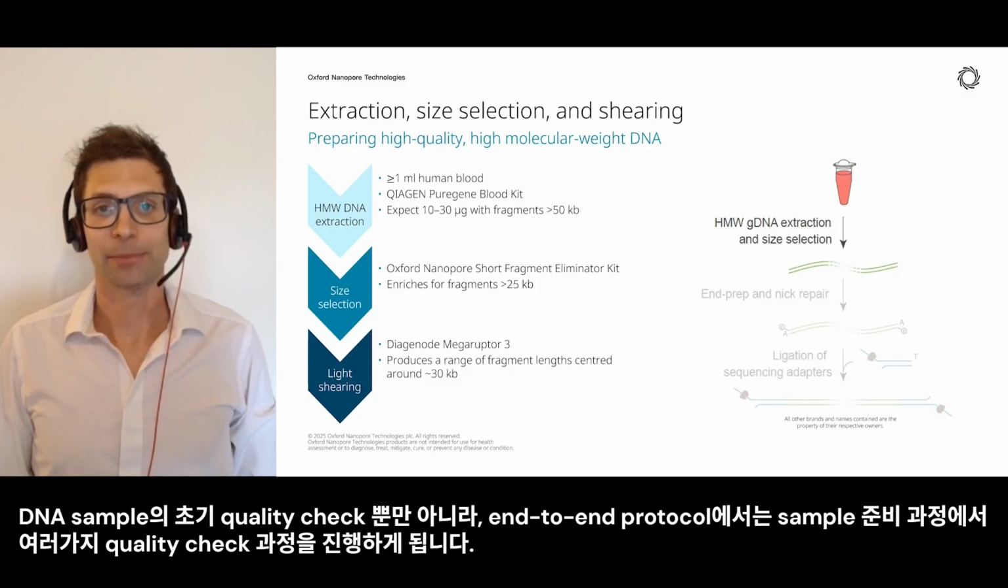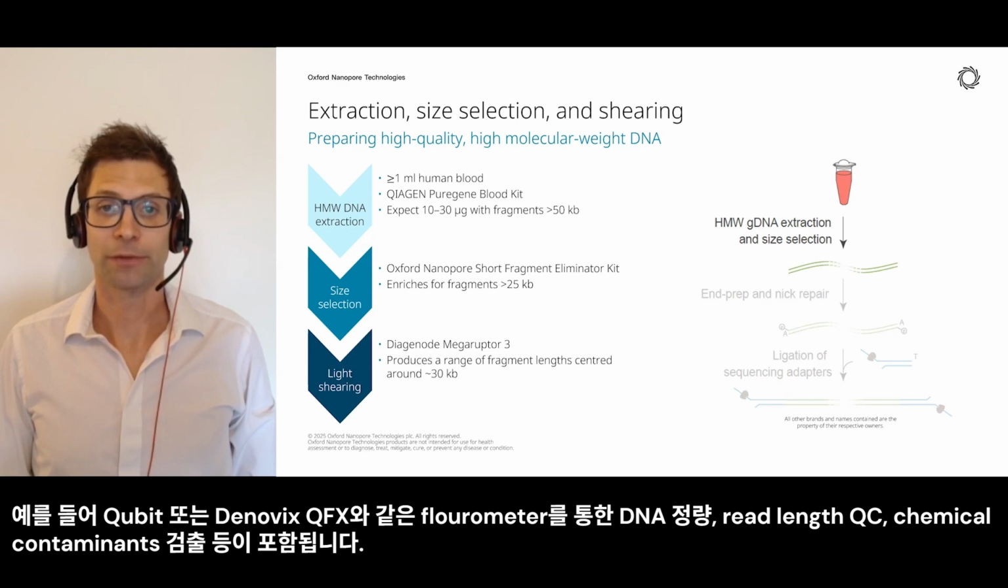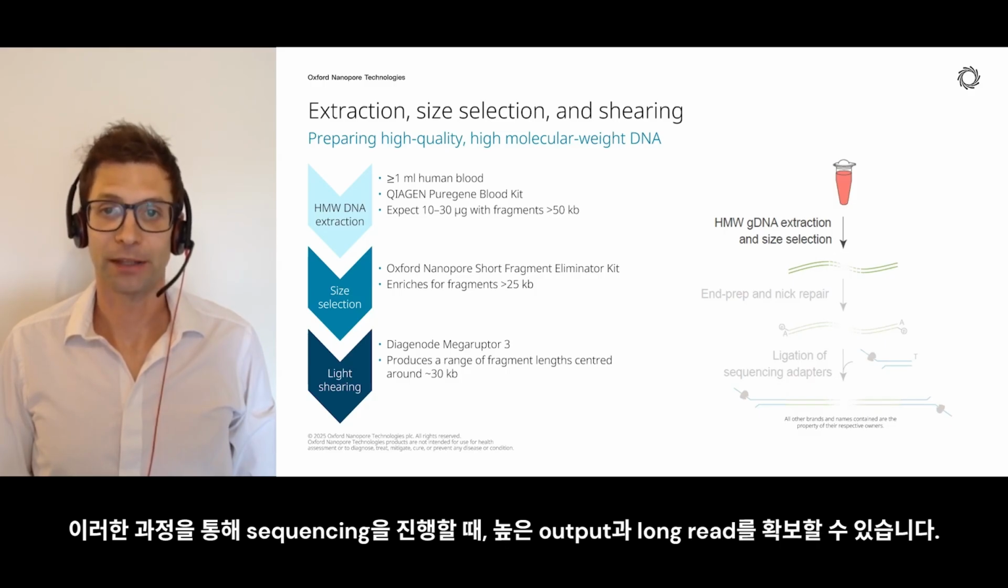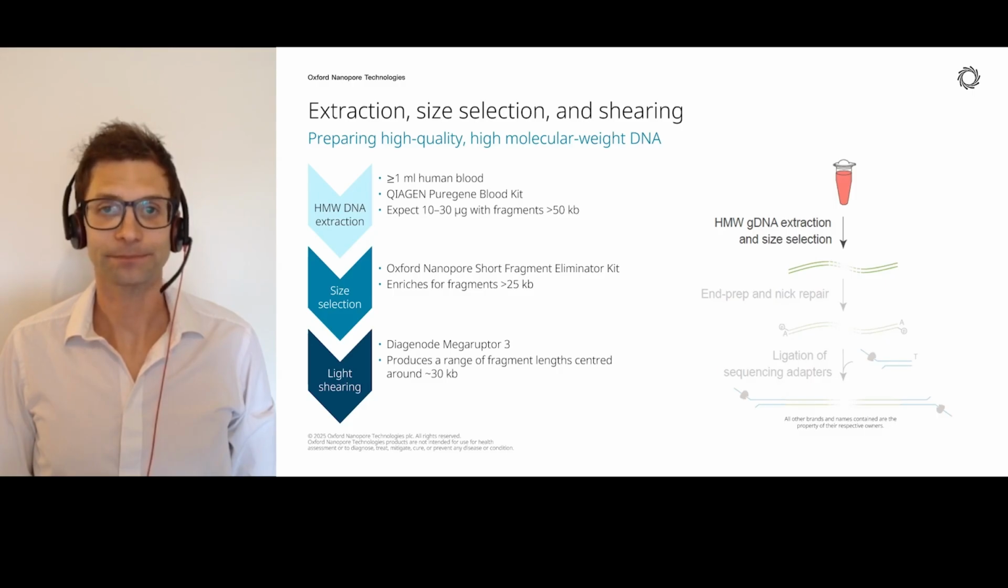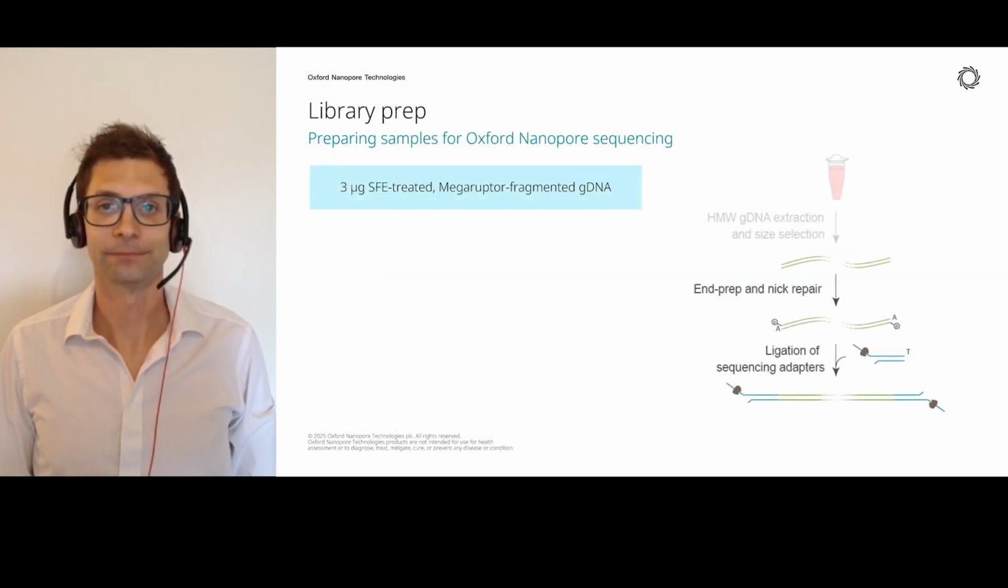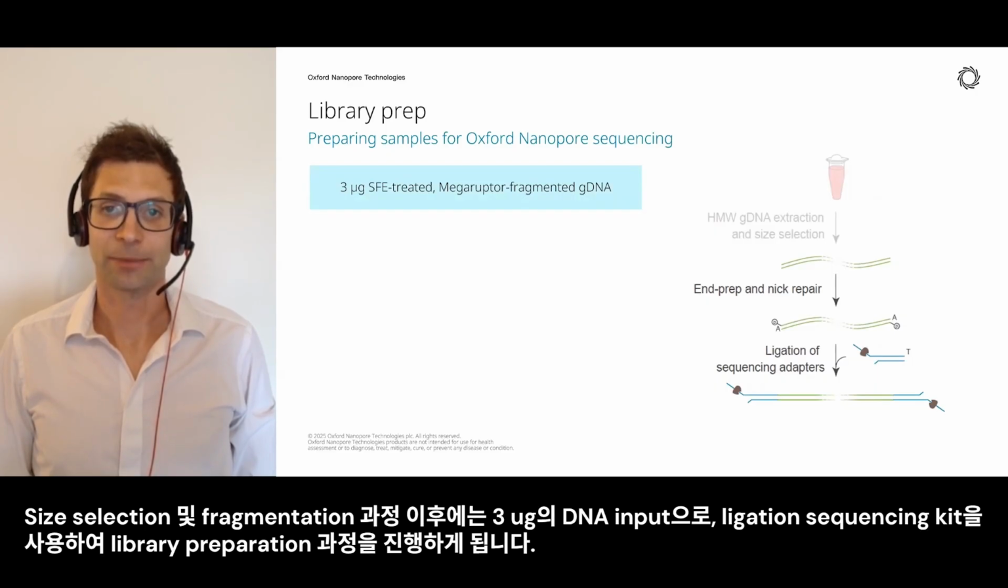Besides the initial assessment of the extracted sample, our end-to-end protocol advises on how to perform quality check at several points through your sample preparation, including quantification with a Qubit and read length QC, and checking for potential chemical contaminants. This will help make sure that your sample will give high outputs of long reads in sequencing. After the size selection and fragmentation, we take 3 micrograms of this prepared DNA into the ligation sequencing kit library preparation protocol.